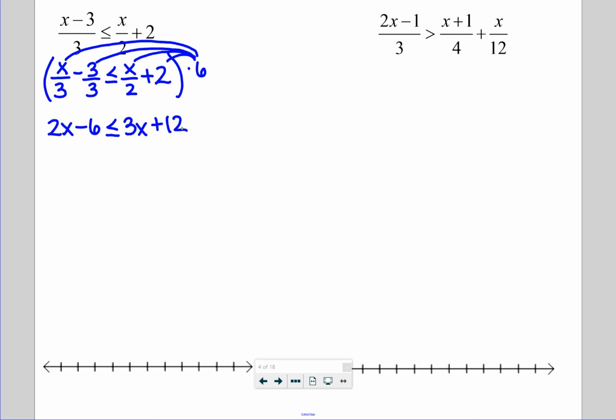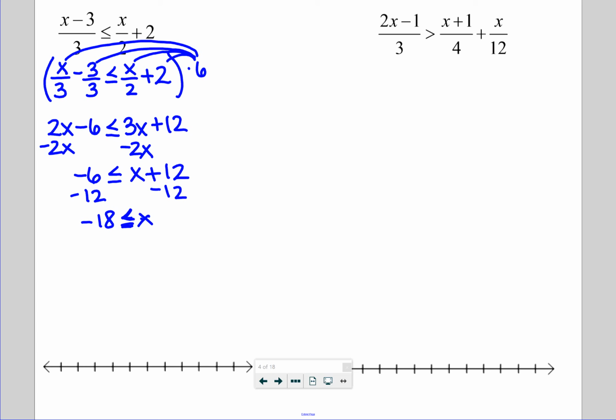The next thing I can do is move my variables together. Again, remember, I'm going to pick on the little guy. 2x is smaller than 3x, so I'm going to subtract 2x on both sides. So I have -6 less than or equal to x plus 12. Then to get the x alone, I'm going to subtract 12 on each side. X is greater than or equal to -18.